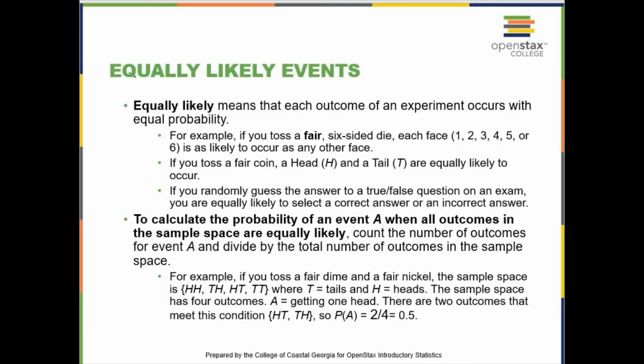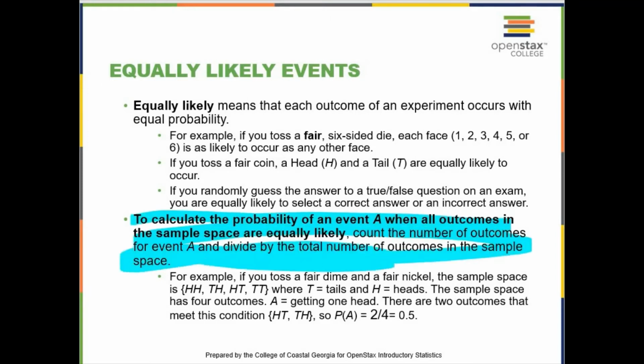Equally likely means that each outcome of an experiment occurs with equal probability. For example, if you toss one fair coin, then a head or a tail are equally likely to occur. Similarly, if you answer a true or false question on an exam, you are equally likely to select a correct answer or an incorrect answer if you're guessing. To calculate the probability of an event A, when all outcomes in the sample space are equally likely, we count the outcomes for the event A and divide by the total number of outcomes in the sample space. This is the theoretical approach to finding probabilities.